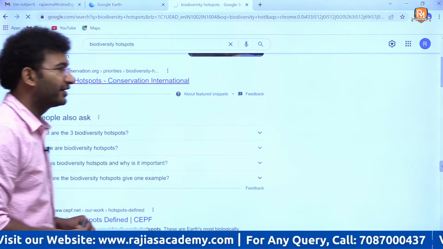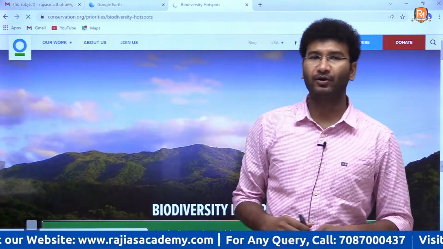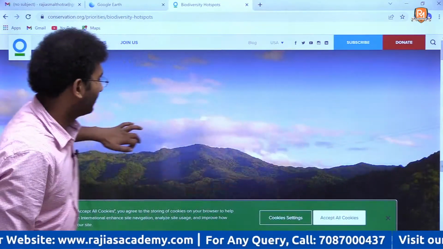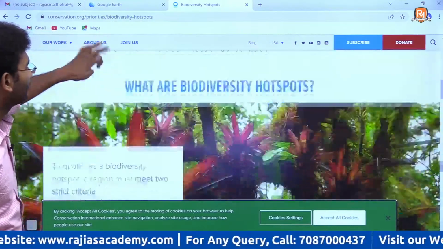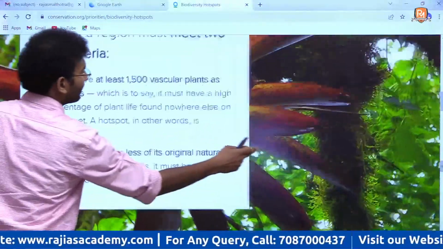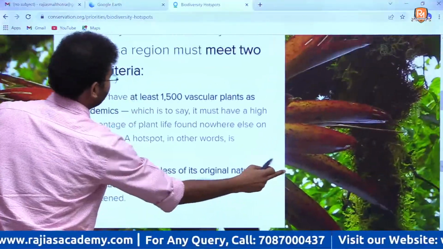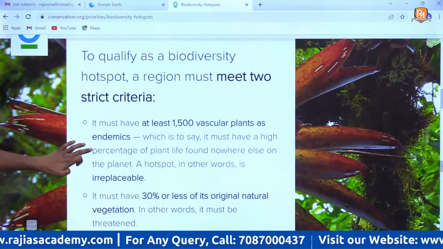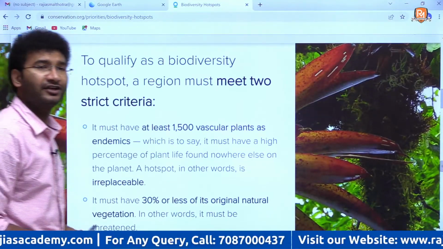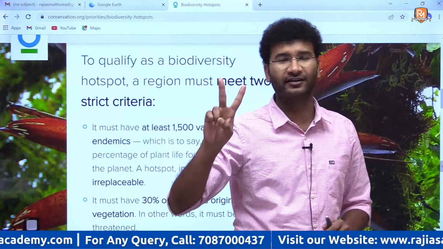Let us quickly get into the official website of the biodiversity hotspots. Here it clearly mentions two conditions. I hope you can see. To qualify as a biodiversity hotspot, a region must meet two categories.